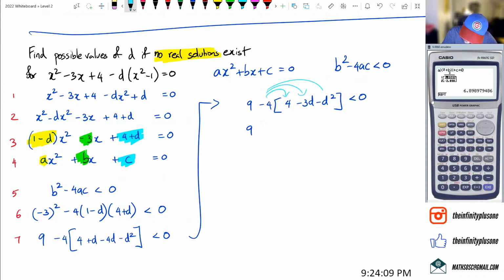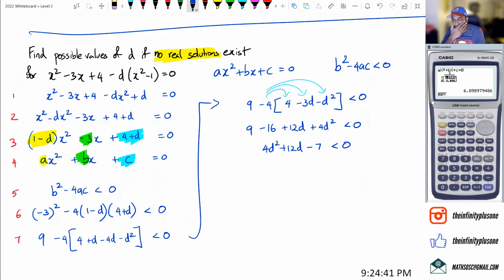So we're going to expand these brackets, guys. So negative 4 times 4 is negative 16. Negative 4 times negative 3 is plus 12d. And negative 4 times negative d squared, that's 4d squared. And all of this is less than 0. So last bit is we're going to write this as 4d squared plus 12d. 9 minus 16 is minus 7. And we've got less than 0.